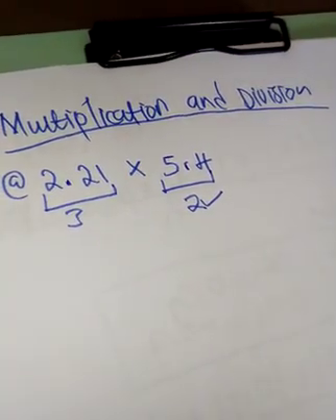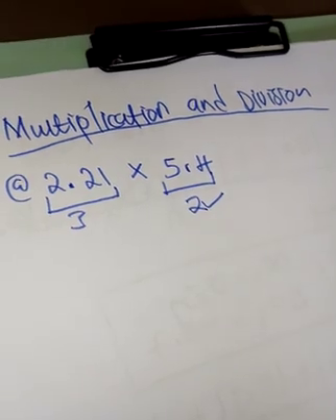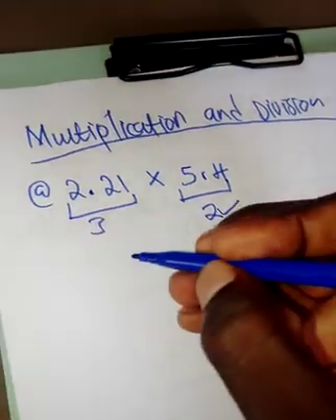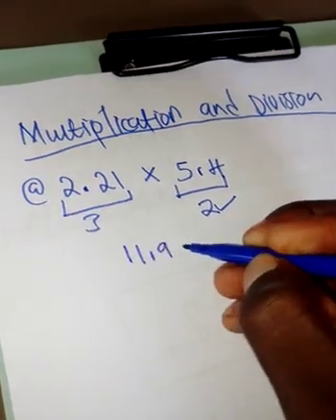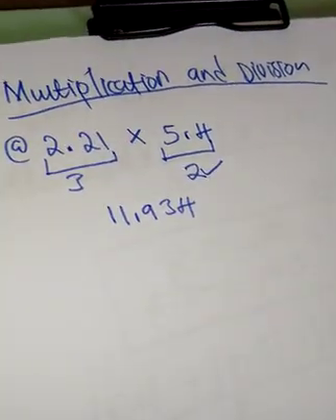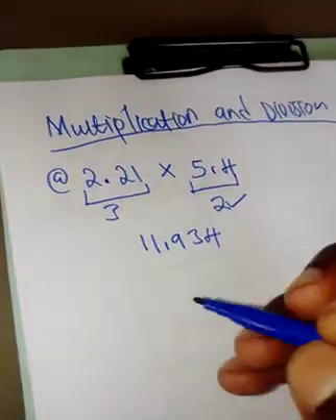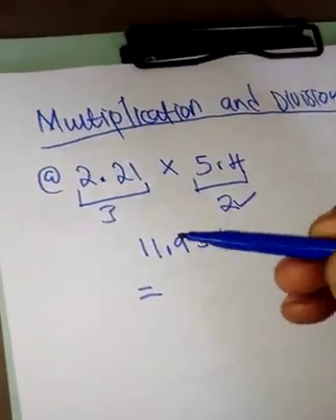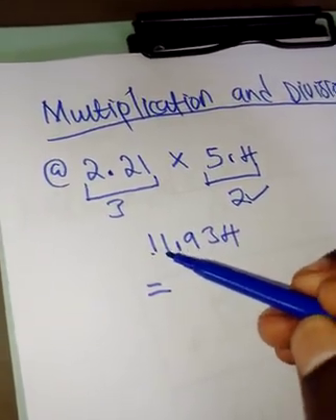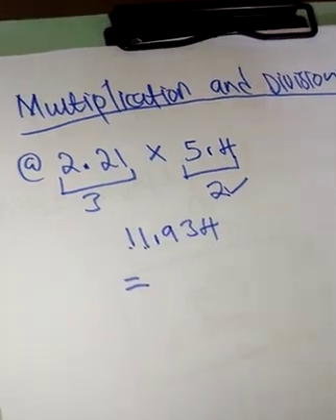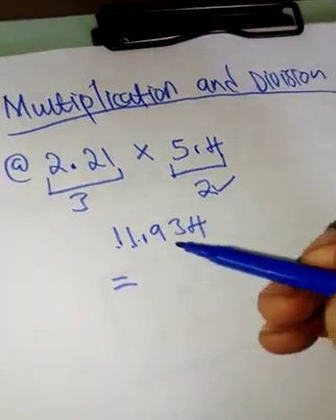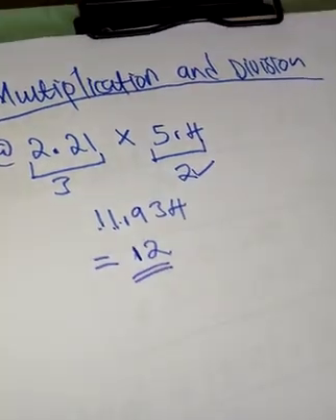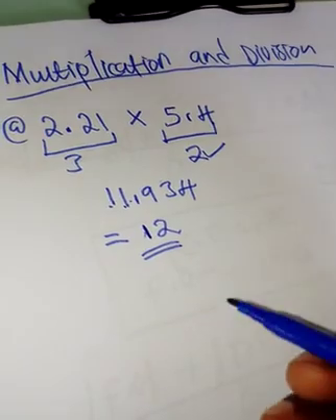Let's multiply 2.21 multiplied by 5.4. We're getting 11.934. So let's round off this one. Counting 2 significant figures, that is 1, 2. Then the next digit is 9, which is greater than or equal to 5. So we should add a 1 to this 1 so that we have 12. So we have rounded off correct to 2 significant figures.